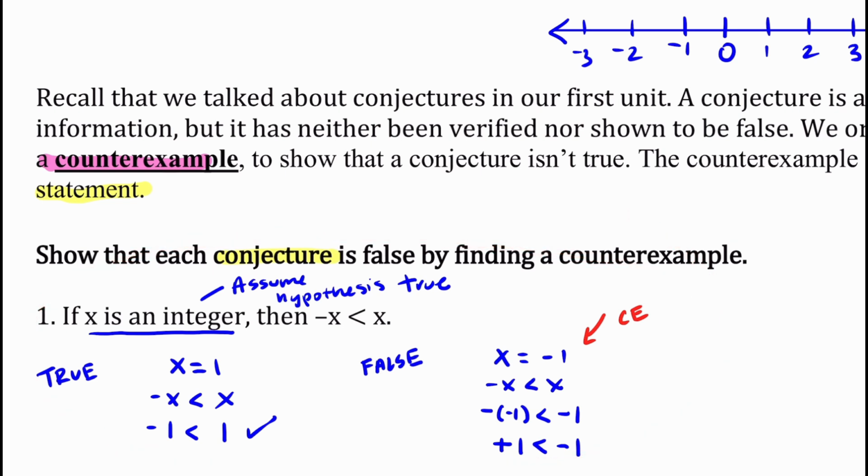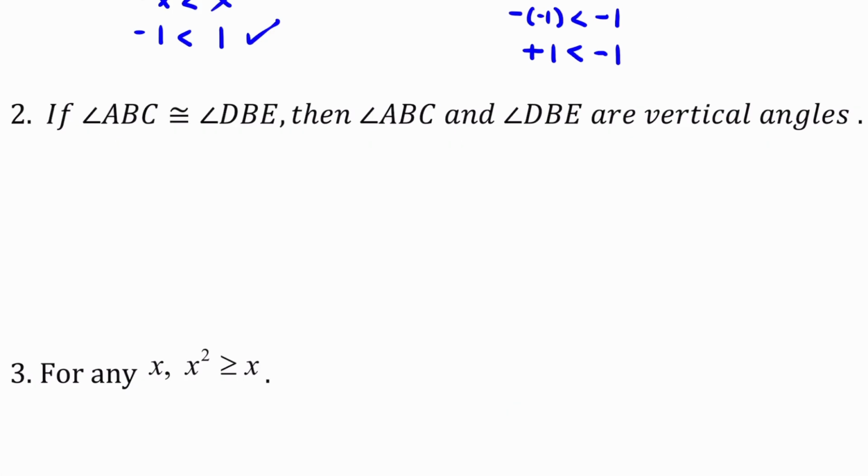So what do I want you to get from this? I need you to understand why we are doing these problems. This is basically logic. If I'm looking at number 1 again, if x is an integer, then negative x is less than x. If x is an integer, is this always true? Well, no, it's not true, and that's why we're finding counterexamples to disprove that statement. Things are going to make more sense once I get into more examples. So let's take a look at number 2.